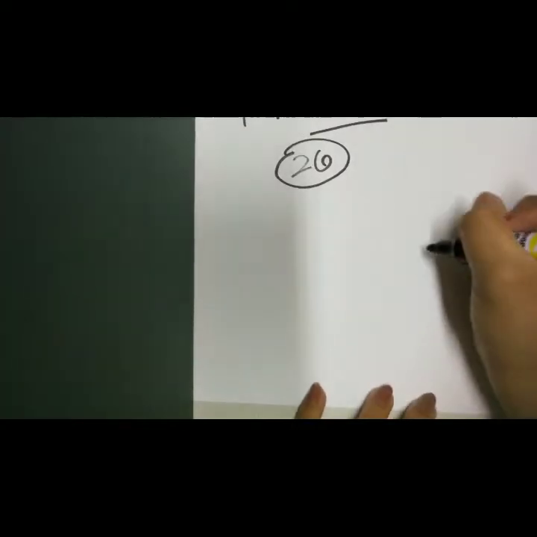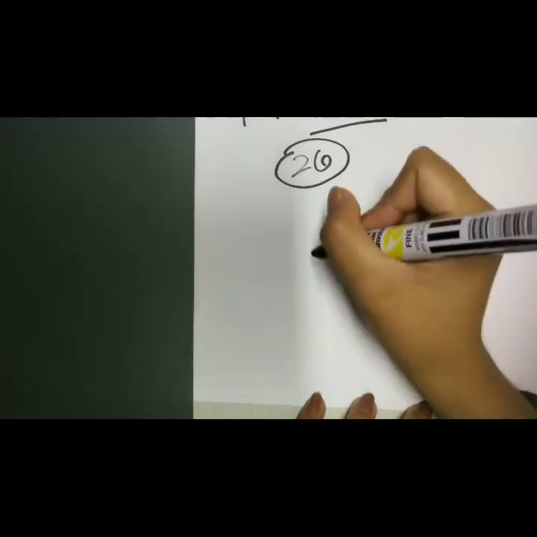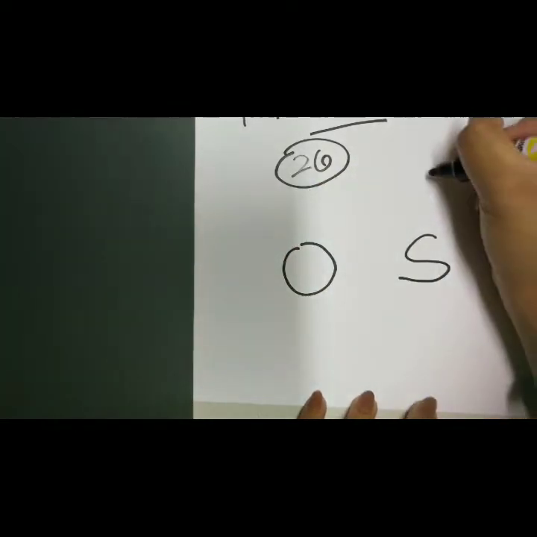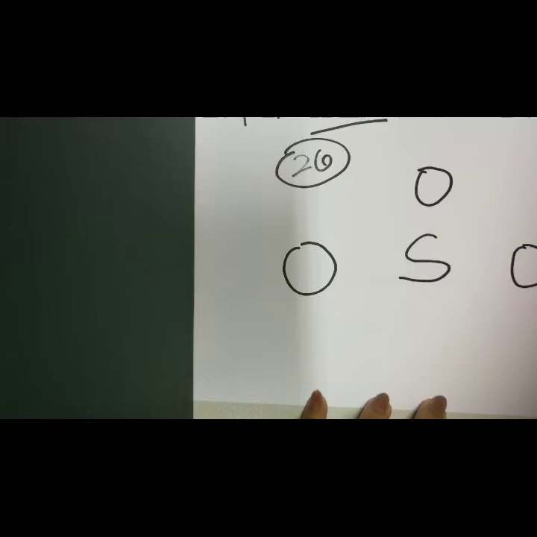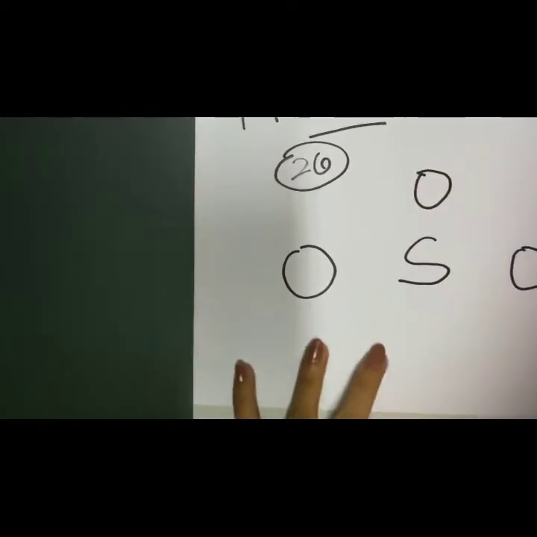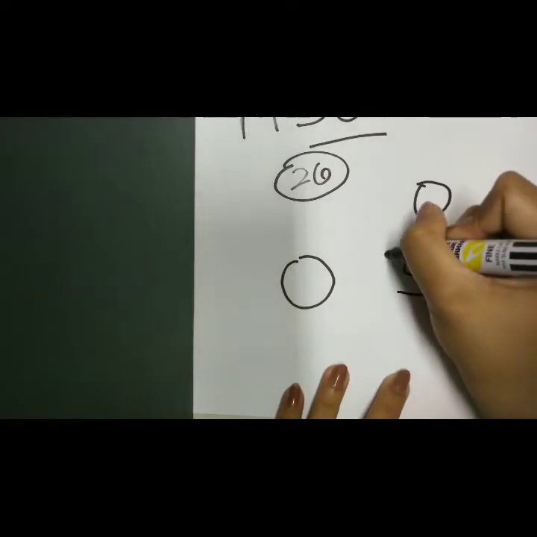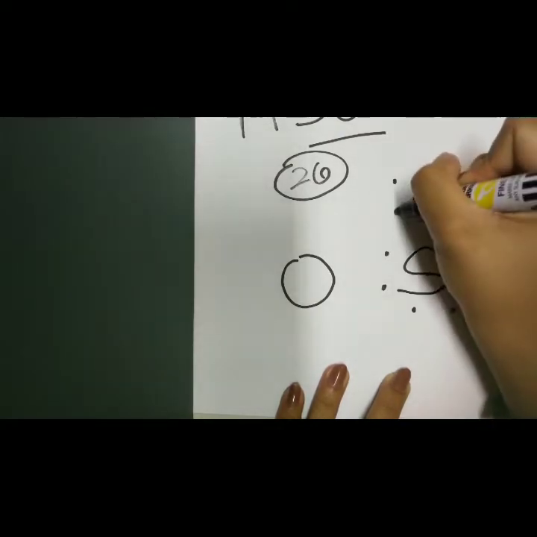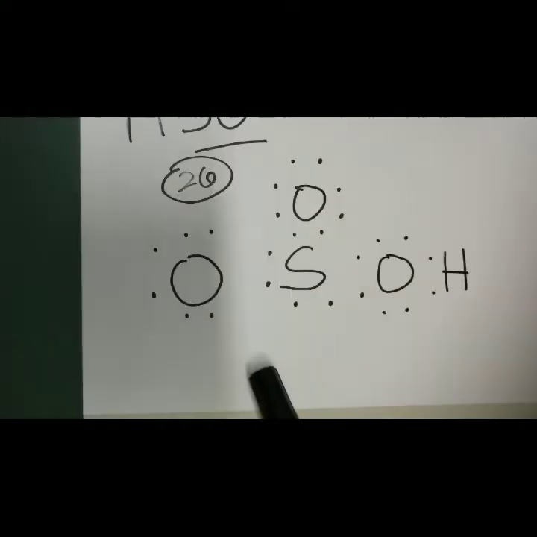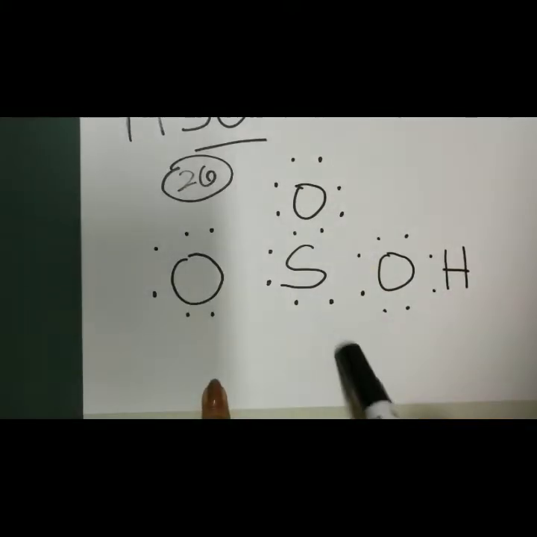So we are going to make a Lewis structure. We have sulfur as the central atom and oxygen surrounding it. Because there are 26 total valence electrons, we need to put in some electrons. So it is a total of 26.